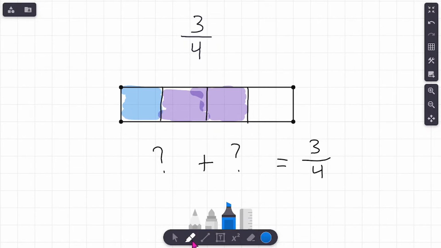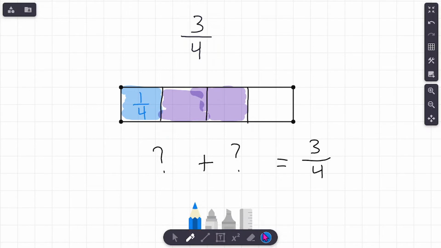Okay, here's my question to you. How much is this section here? What would you say this section is here? You would probably say that this section here is 1/4. Is that right? 1, 2, 3, 4. 1 out of 4 is blue.